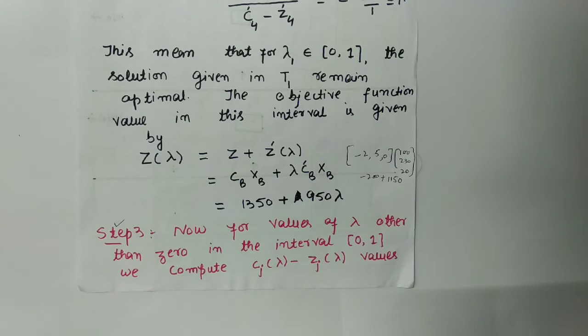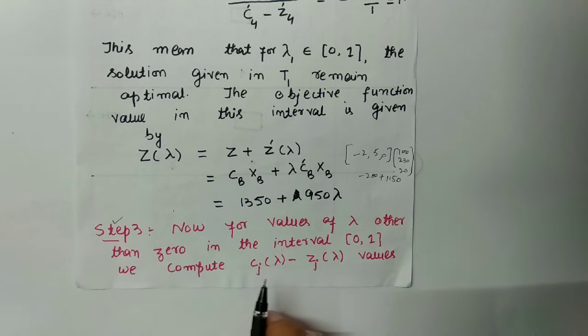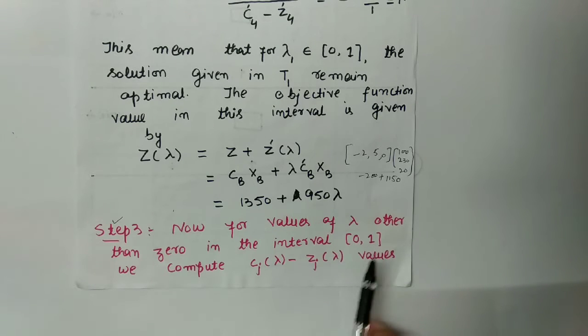Now we will proceed to step number 3. For values of lambda other than 0 in the interval 0 to 1, we already had checked the value of lambda at lambda equal to 0. Now we will check the values of lambda other than 0 in the interval 0 to 1. We compute Cj lambda minus Zj lambda values.